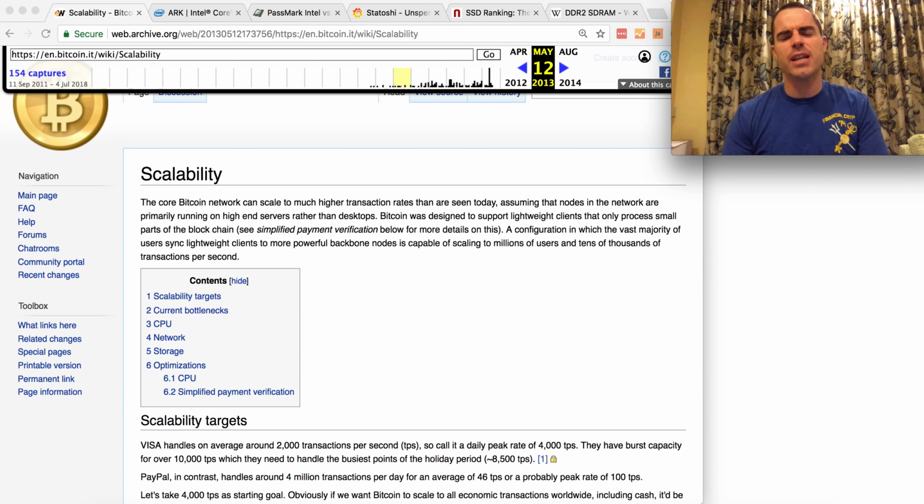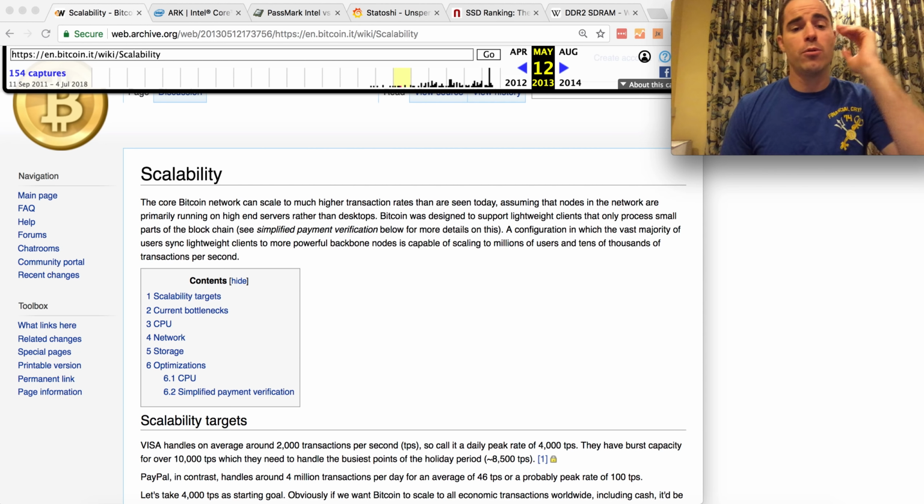The content would be pretty similar if you'd looked at it in 2012 or 11. Or 2010, or even 2014, and probably into 2015 for that matter. And it's talking about scalability of Bitcoin. And again, this is right from the official, unofficial Bitcoin wiki. And we'll get right into it here.